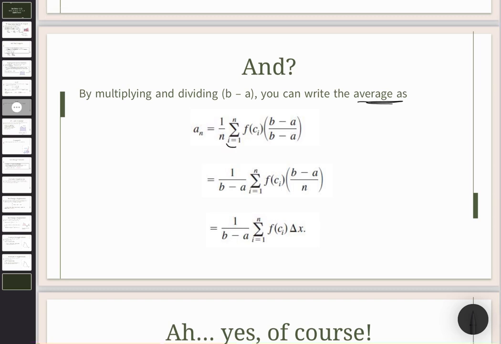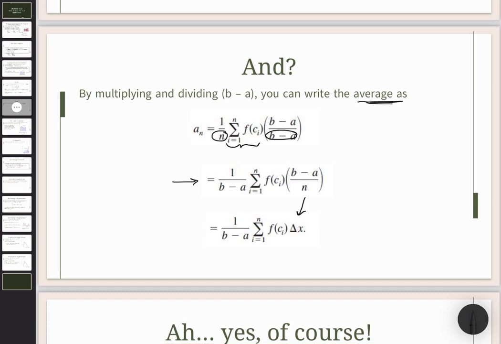I'm just summing all of those f of c values. For the average, I needed to multiply by 1 over n, right? That is an arithmetic average. Add them all up, divide them by the number of whatever you have. Here I'm multiplying by b minus a over b minus a. I'm allowed to multiply anything by 1, right? Now I'm going to do a little bit of rearranging. I'm going to move this b minus a to the front, and I'm going to move this n to the back here. I'm just rearranging the order. We end up getting something that looks like this.